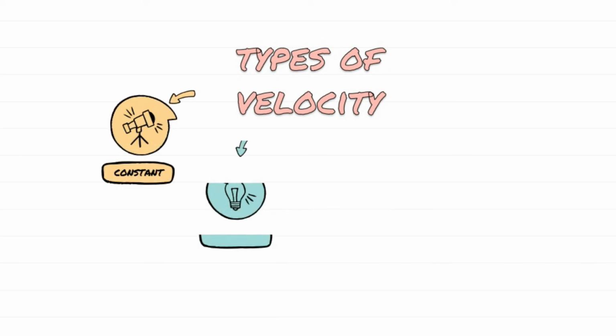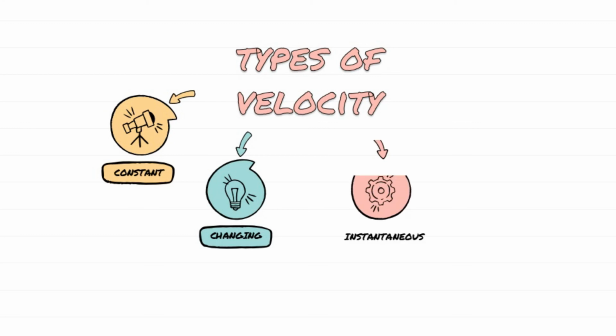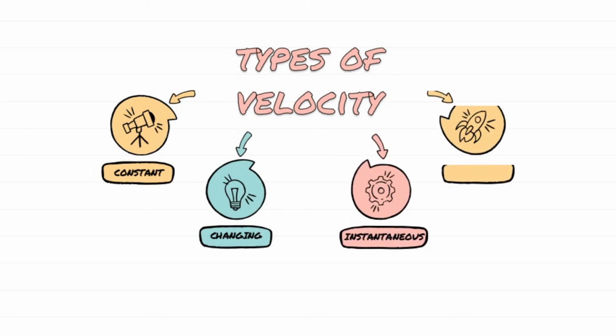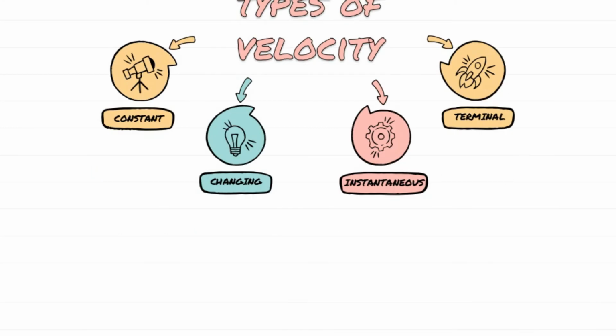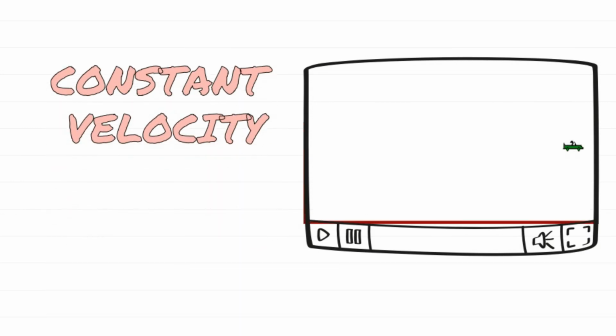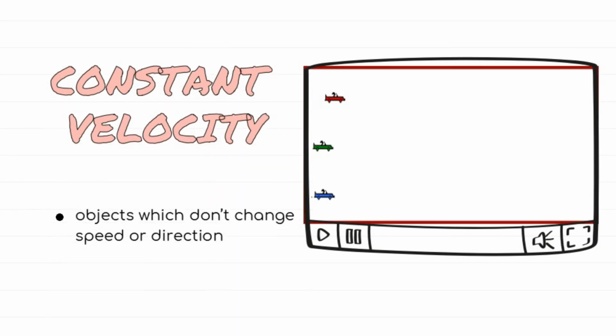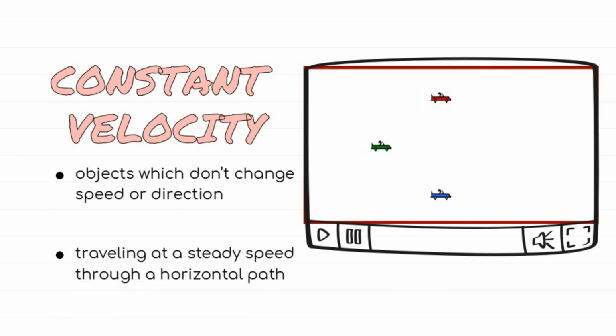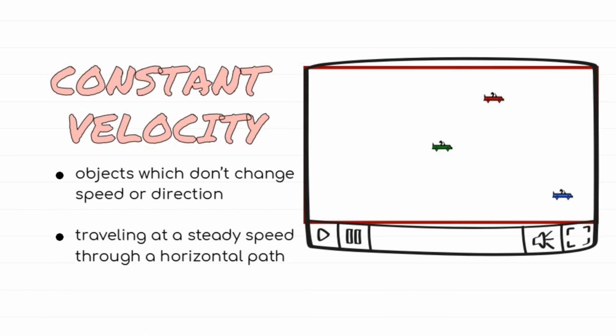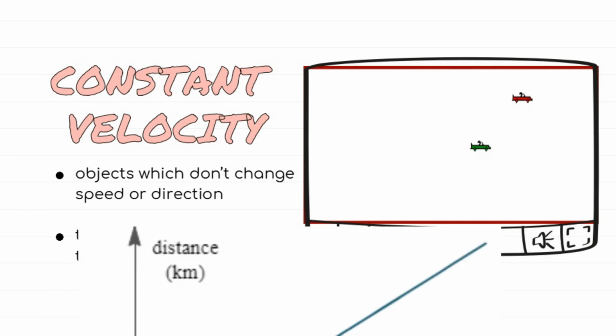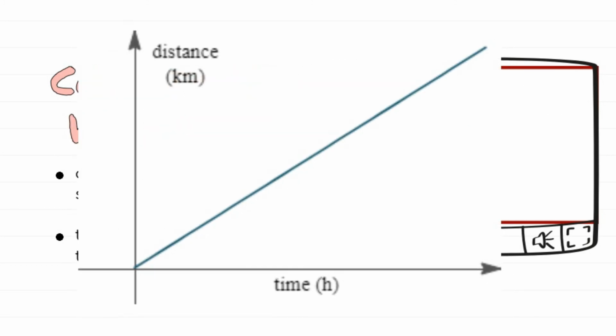Velocity is also classified according to its types. The different types of velocity are constant velocity, changing velocity, instantaneous velocity, and terminal velocity. The first is the constant velocity. Objects with constant velocity don't change their speed or direction. These objects are often traveling at a steady speed through a horizontal path.